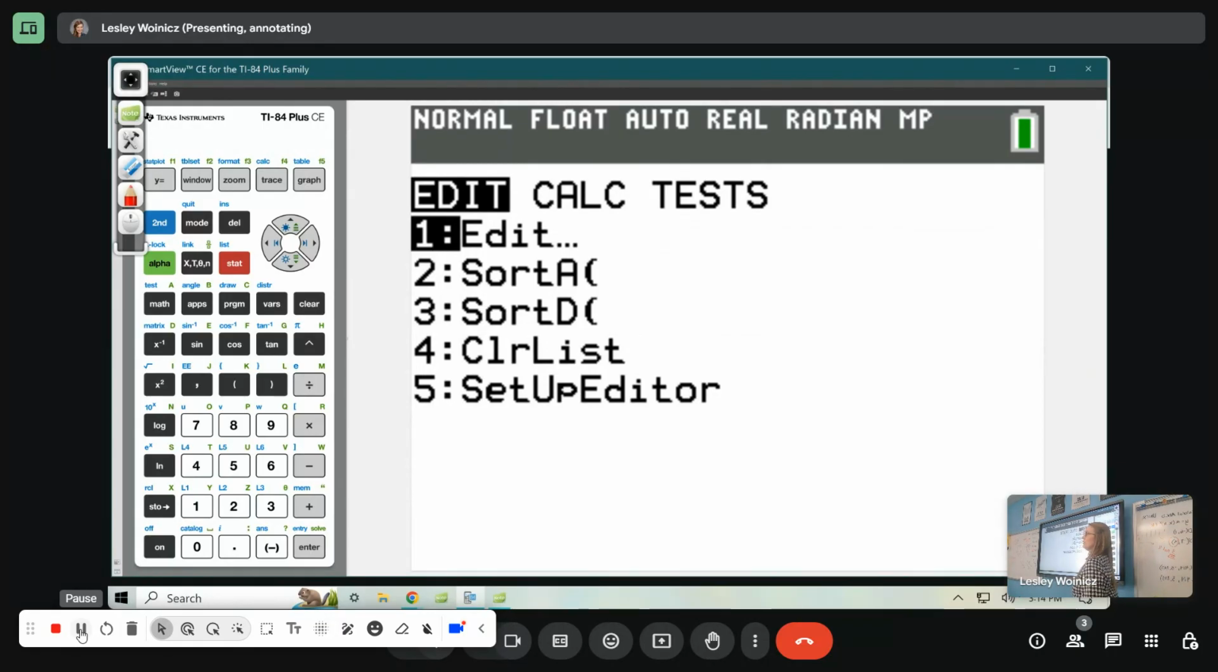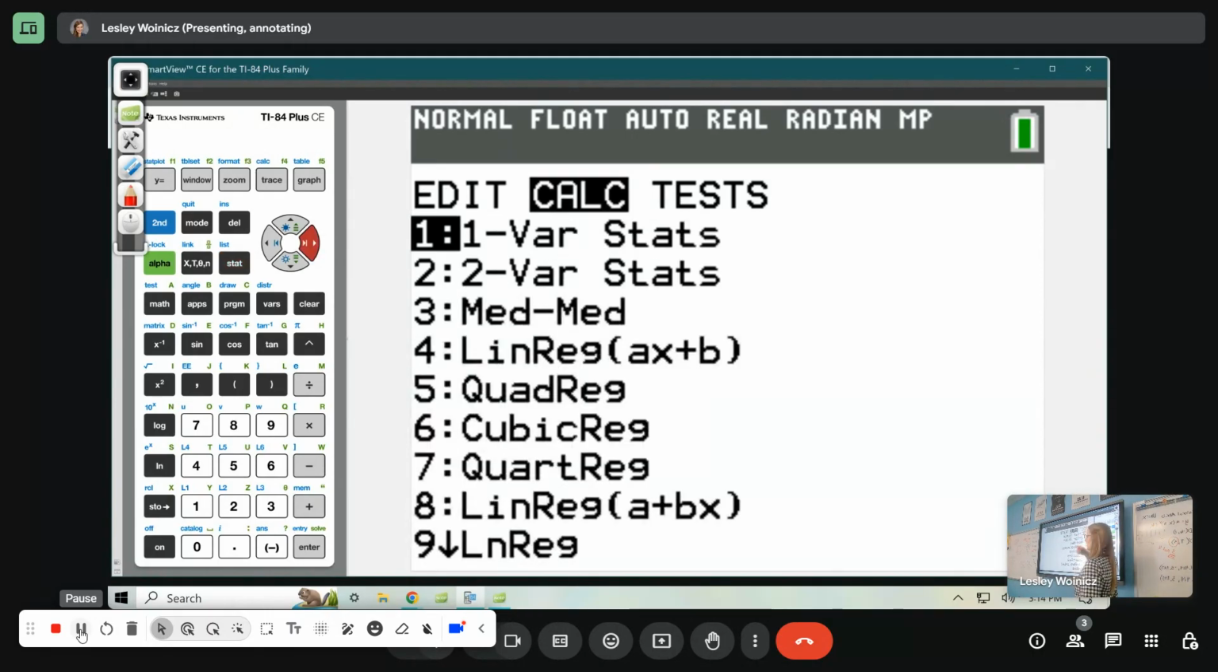All right, so we now go back to our stat button, and we want to calculate some stuff. We've already done our editing. We're going to go to the calculate menu. We want to calculate statistics for one variable because that's all we've got. So I'm going to pick number 1 for my one variable stats.